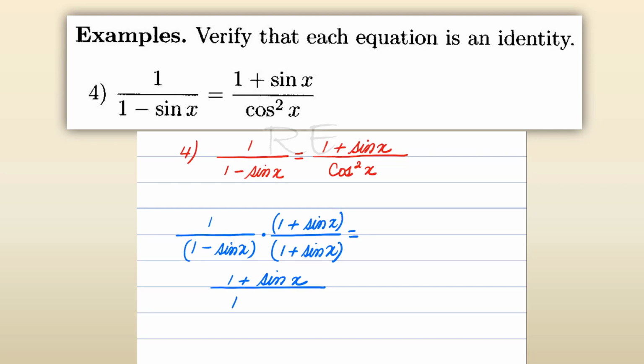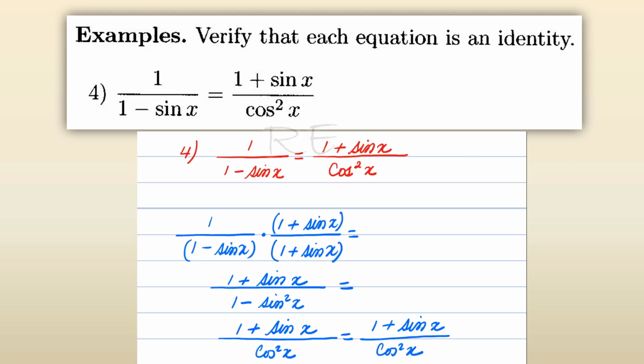And the denominator will be a difference of two perfect squares, 1 minus sine squared x. And 1 minus sine squared x is equal to cosine squared x. So 1 plus sine x over cosine squared x is equal to 1 plus sine x over cosine squared x.